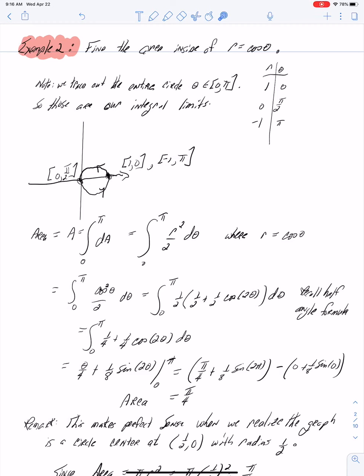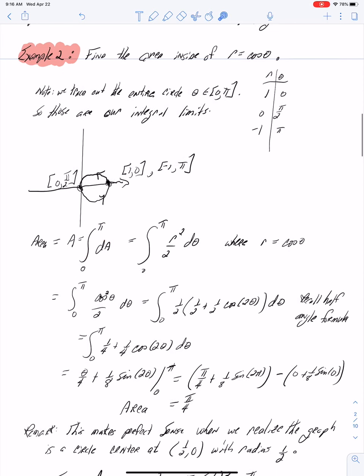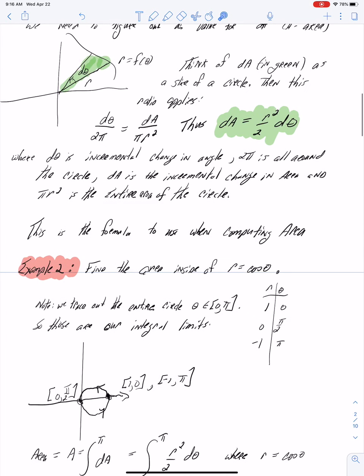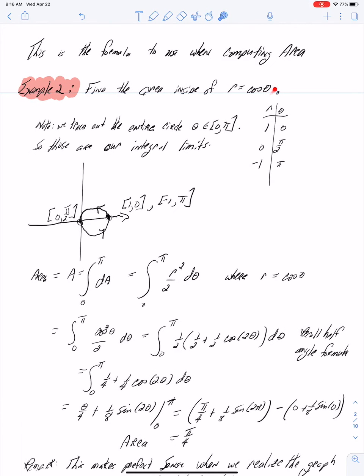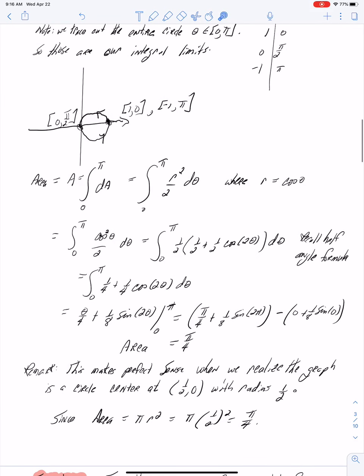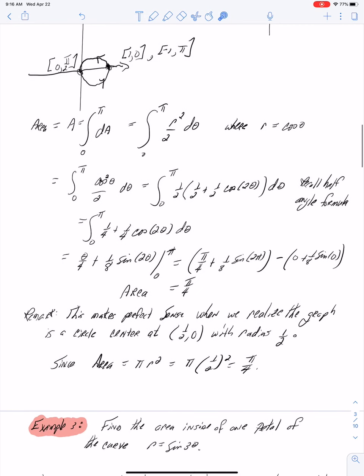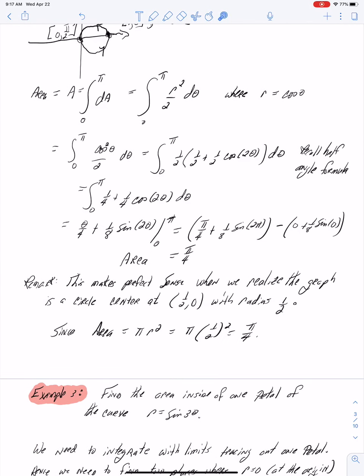All right, so what's area? Well, area is the integral of dA, theta running from 0 to pi. Now what was dA? Our differential of area, you will recall, is r squared over 2 d theta. All right, so it's r squared over 2 d theta, but on this curve, what is r? R is cosine theta. So I plug in cosine theta for r, and I get area is the integral from 0 to pi of cosine squared theta d theta.